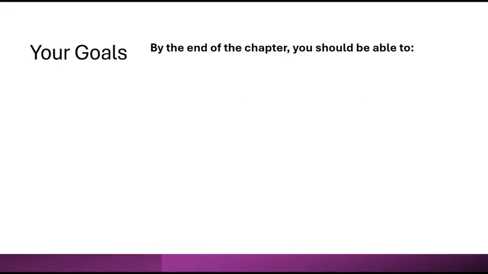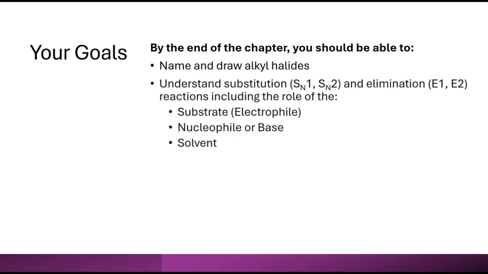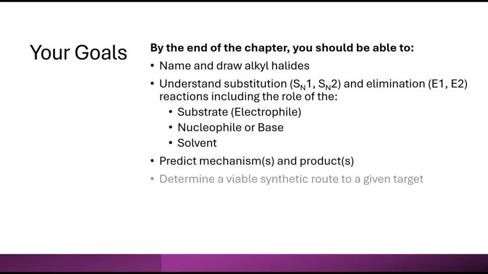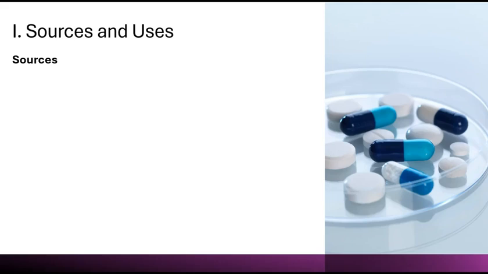Your goals. By the end of the chapter, you should be able to name and draw alkyl halides, understand substitution SN1, SN2, and elimination E1 and E2 reactions, including the role of the substrate or the electrophile, the nucleophile or base, and the solvent. Predict mechanisms and products, determine a viable synthetic route to a given target, and use retrosynthesis to obtain a target.